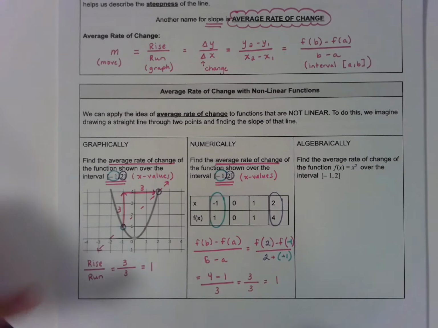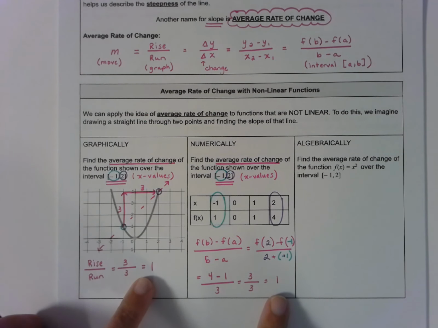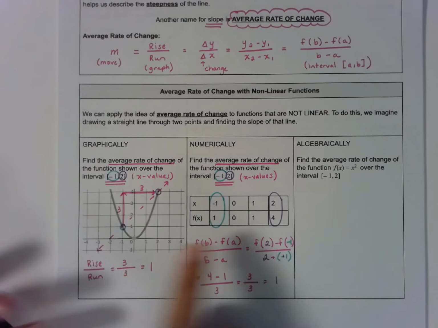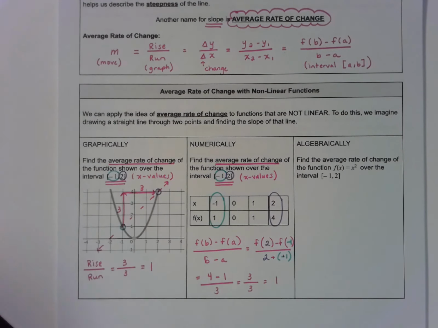What you'll notice is that I got the same value for the average rate of change using both of these methods because this table is a collection of points that came off of this graph. It's just 2 different methods for getting the slope. Finally, we might look at this algebraically.